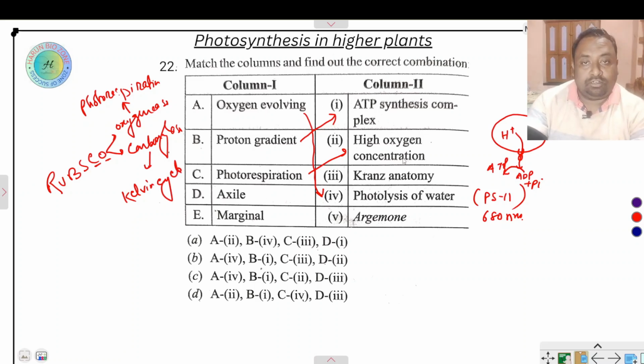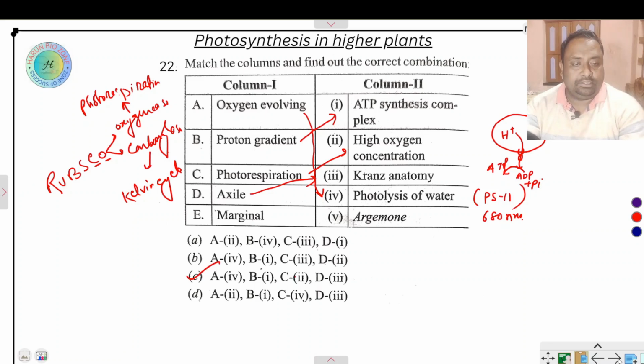The high oxygen concentration, axial and marginal, C and D is the three option, Kranz anatomy. Clear? So here the correct option is C.